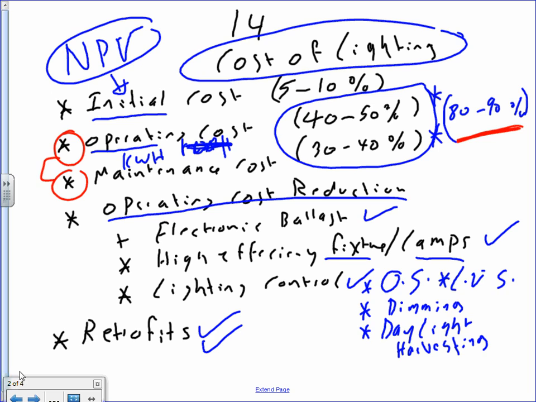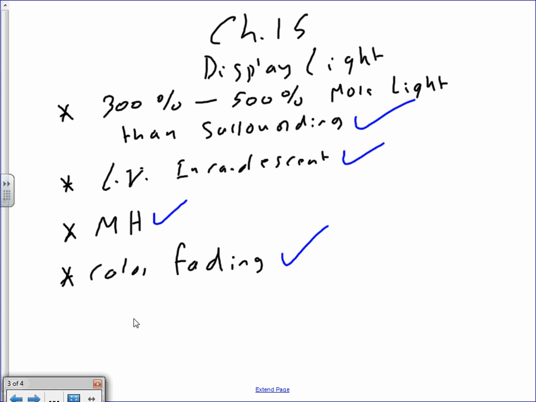Okay, so that's the last thing I want to go over, guys, before I let you go. One more slide. If you go to display light, chapter 15, all these are 1-2 pages. I hope you understand. They're not like, otherwise I wouldn't cover them all together. The last chapter talks about display light.